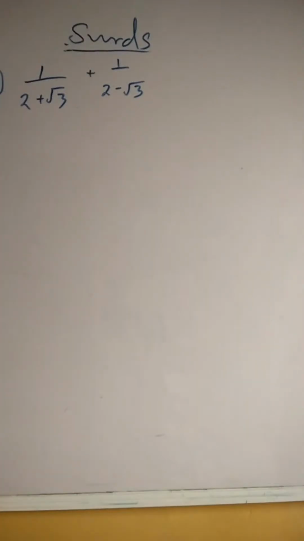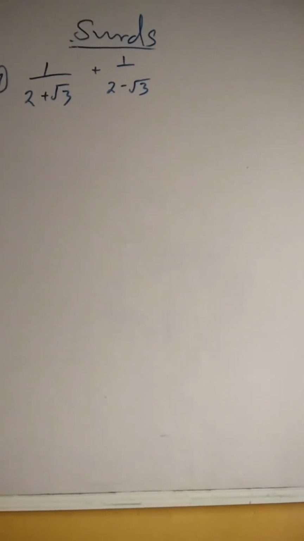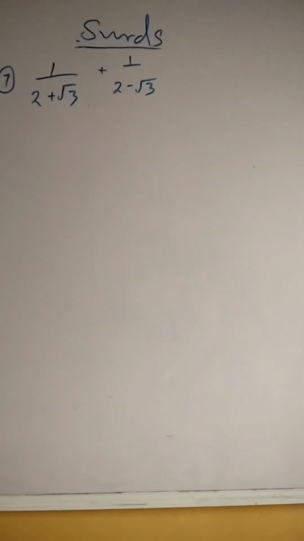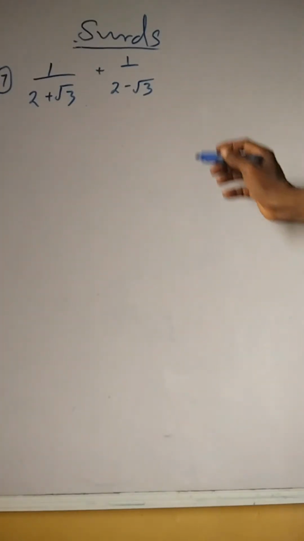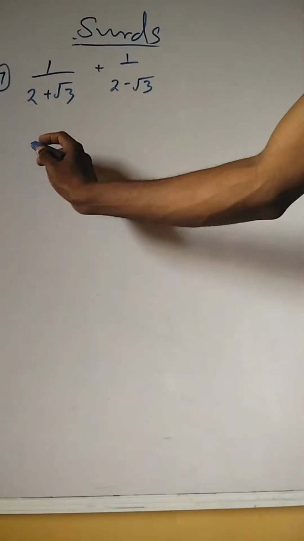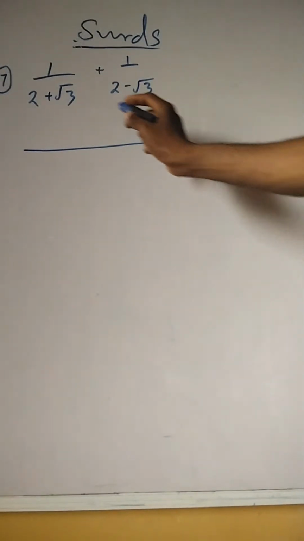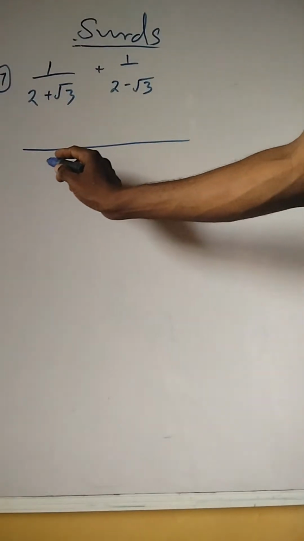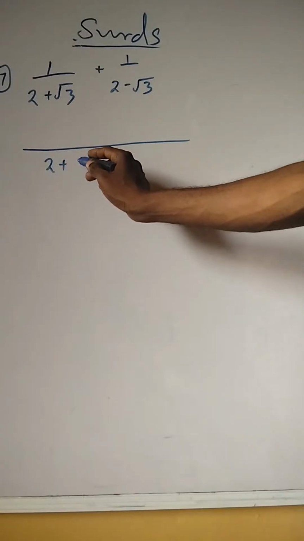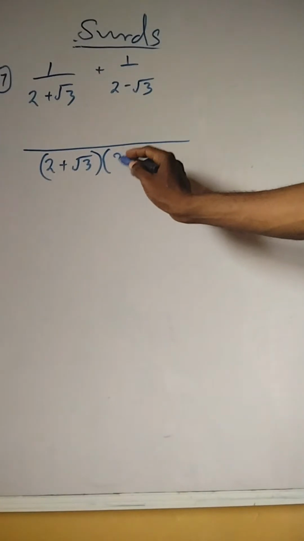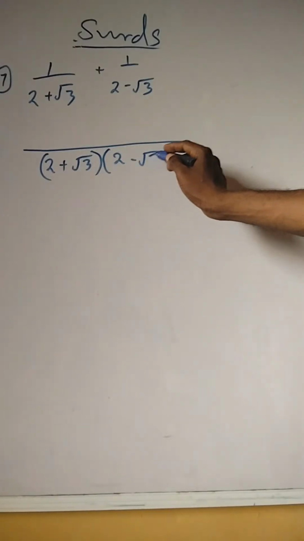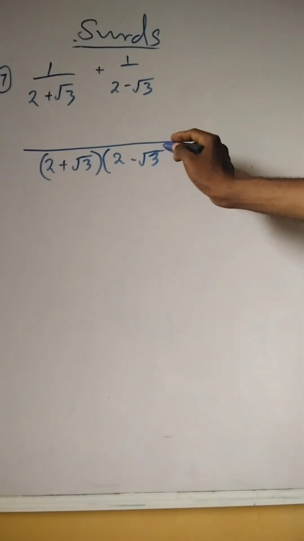Now, from here we have two fractions. When we bring it together as one fraction, we can find the LCM here. The same way we solve our fraction, the LCM is a product of these two numbers. That is, we have 2 plus root 3 into brackets, open bracket, 2 minus root 3. So this means that these two multiply.